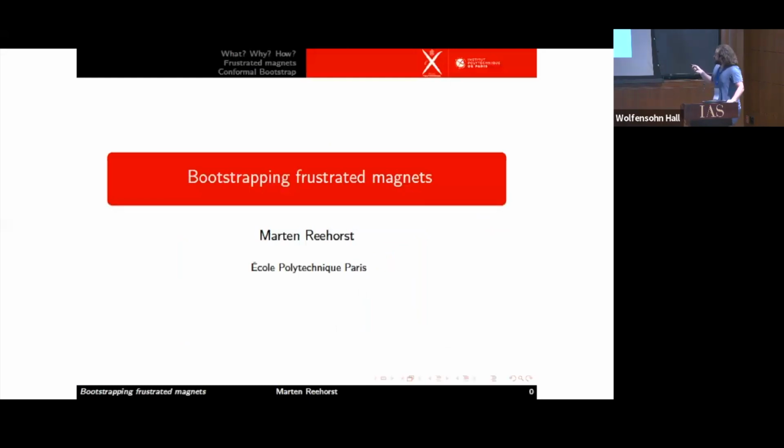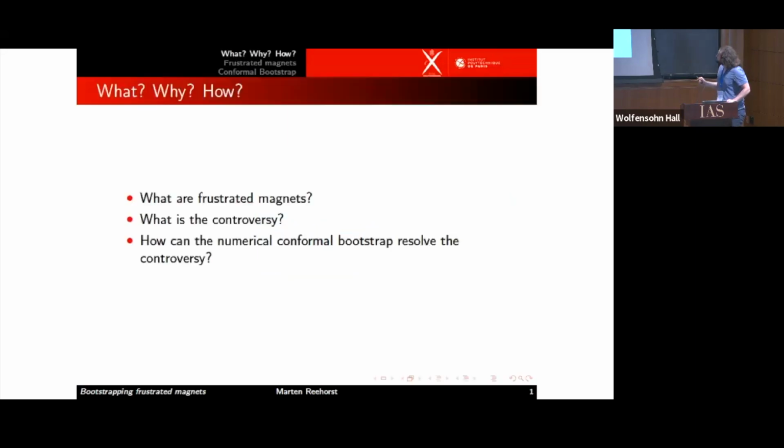I'll talk about my upcoming work together with Slava Rychkov, Balt van Rees and Benoit Sirois about bootstrapping frustrated magnets. So I'll tell you what I did, why I did it, and how I did it. Specifically, what are frustrated magnets? What is the controversy that we're trying to solve, and how do we solve it using the numerical conformal bootstrap?